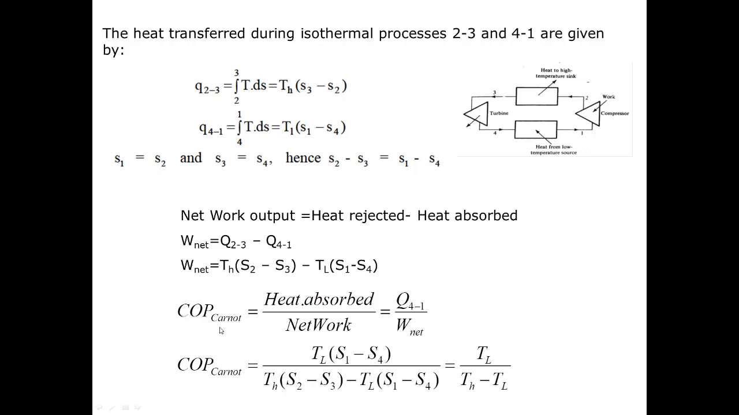And then the COP of the Carnot cycle is the heat absorbed divided by net work. So Q1 to 4 is the heat absorbed, I mean the refrigeration effect, divided by W net. If we put those values, since this value is equal to this value, this will be cancelled out. So the COP of the Carnot cycle is TL divided by (TH minus TL). So the COP of the Carnot cycle depends on two temperatures only: one is the low operating temperature TL, and TH is the high temperature.